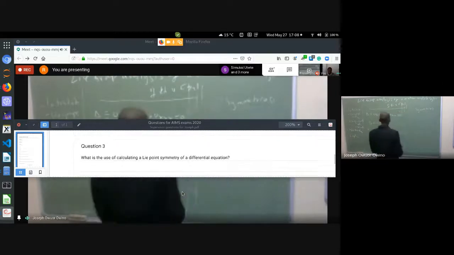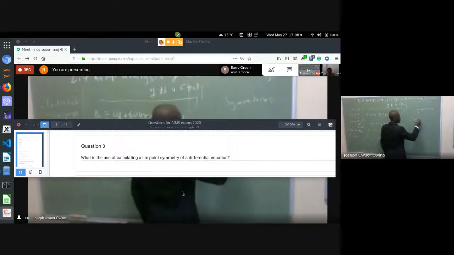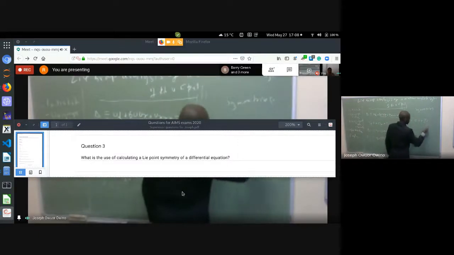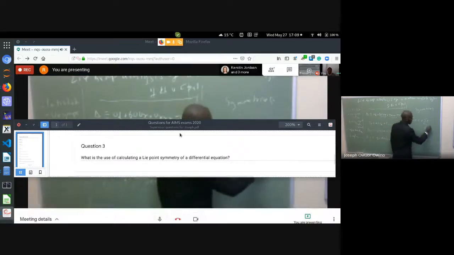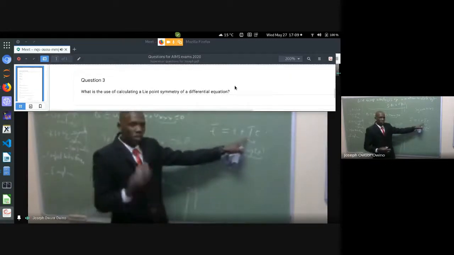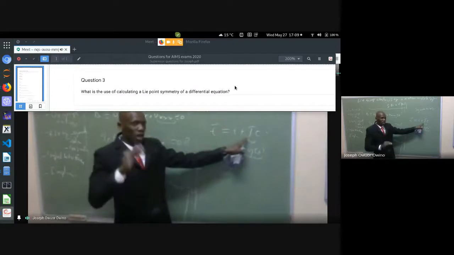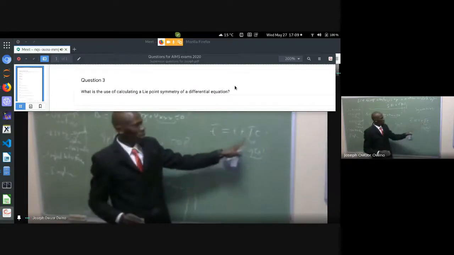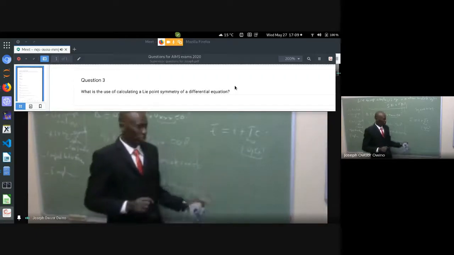When I was describing the transformations, I had, for example, t is mapped to some t tilde, to some tau epsilon. I stated categorically that these infinitesimals are functions of the variables: the dependent variable u, the independent variable t, and the independent variable x. When you have your infinitesimals being functions of only the independent and dependent variables, you get what we call a Lie point symmetry. So there are other symmetries which do not necessarily depend on just the dependent variables.